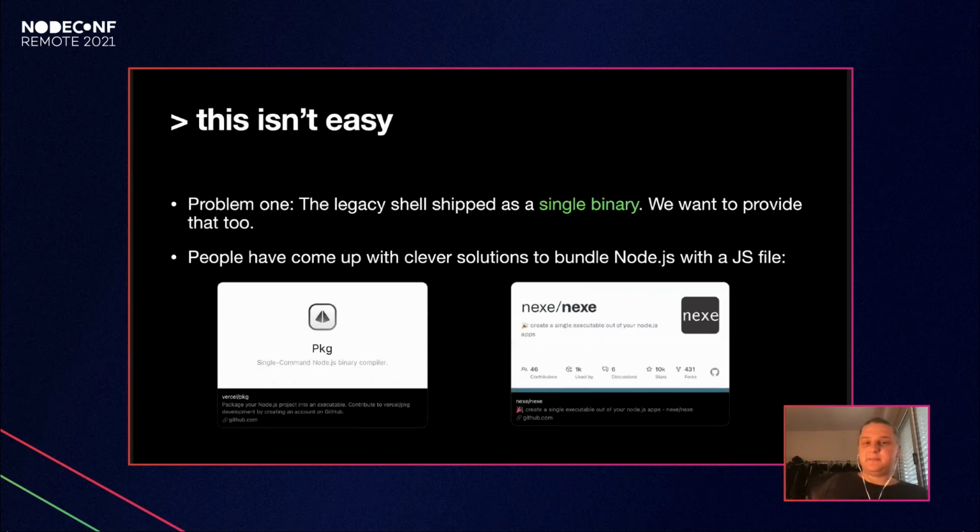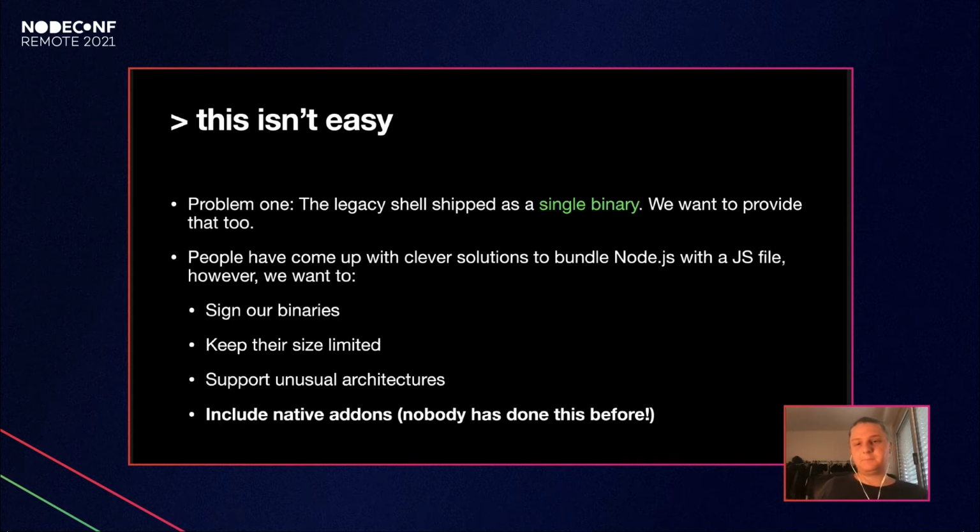And obviously, people have come up with really good solutions for this so far. There's PKG, there's Nexe. Unfortunately, both of these didn't quite do what we wanted at the time because we had a couple of goals. We wanted to sign binaries for macOS. That turned out to be a bit tricky with those. We wanted to have limited size. So for example, with Nexe, we got things to work mostly, but the binary it generated was huge in that case, and we didn't really want that.